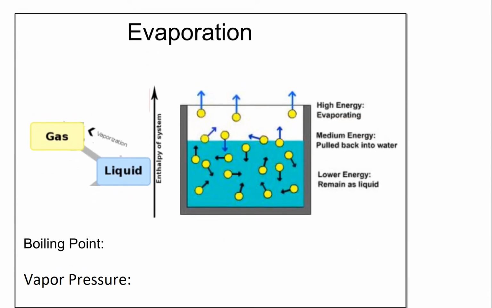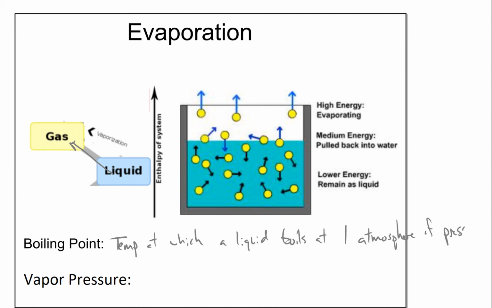Evaporation is our first phase change, going from a liquid to a gas. This process, as you can see from the graph, requires energy, or we can think about it conceptually: because we're breaking IMFs, it requires energy. 2 terms to keep in mind here. The boiling point, or the normal boiling point, is the temperature at which a liquid boils at 1 atmosphere of pressure. And it turns out that the boiling point depends on the pressure pushing down on that liquid, which is something that we'll look at a little bit later.